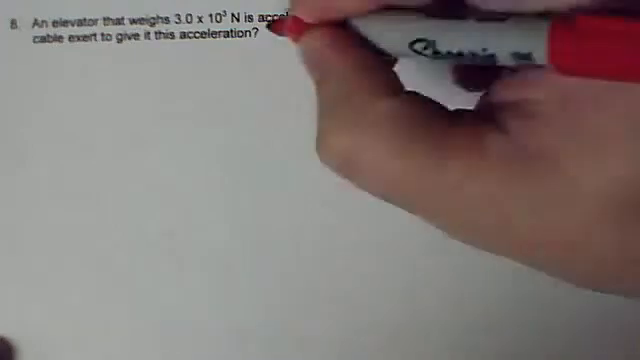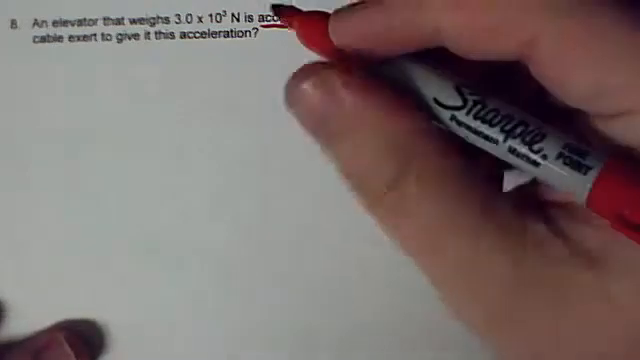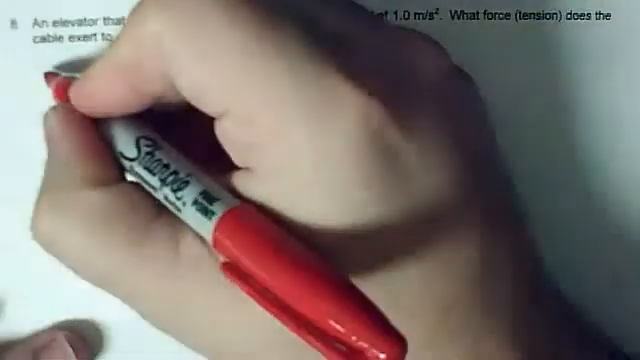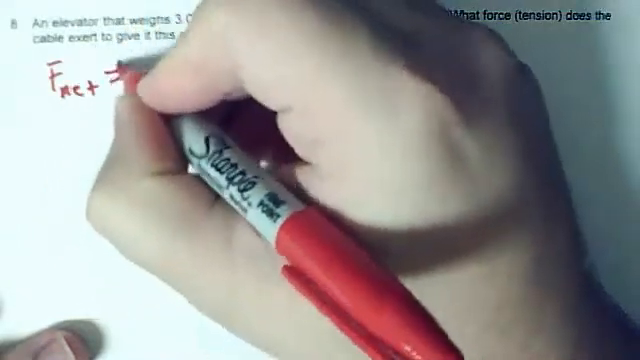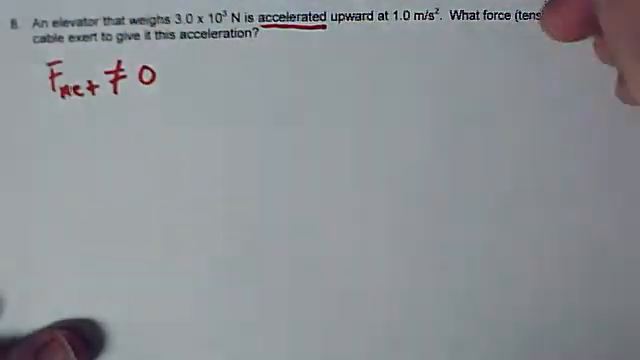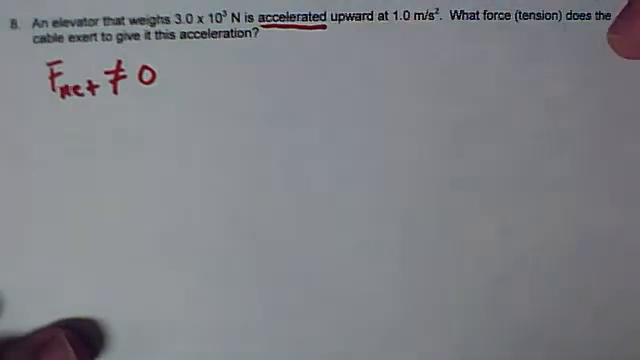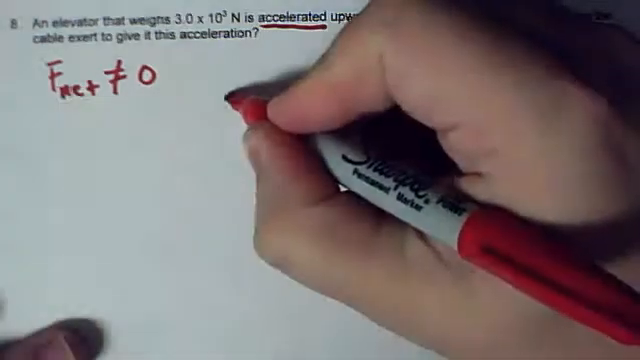Alright, an elevator that weighs 3.0 times 10 to the third newtons is accelerated upward at 1.0 meters per second squared. What force in tension does the cable exert to give it this acceleration? Well, since it's accelerated, we know from Newton's second law that F net does not equal 0 because it is being accelerated. So let's look at a free body diagram of it.